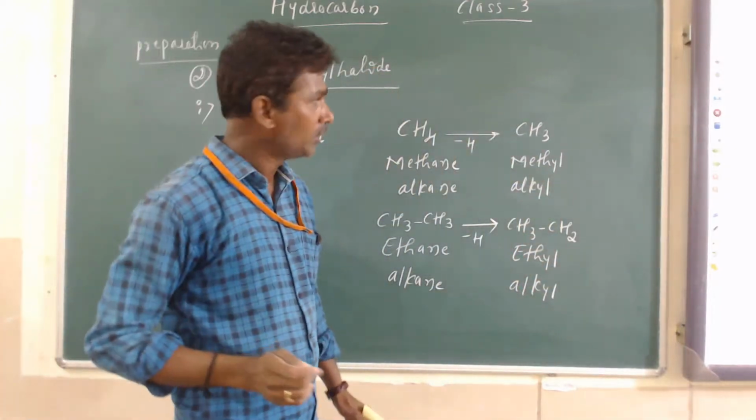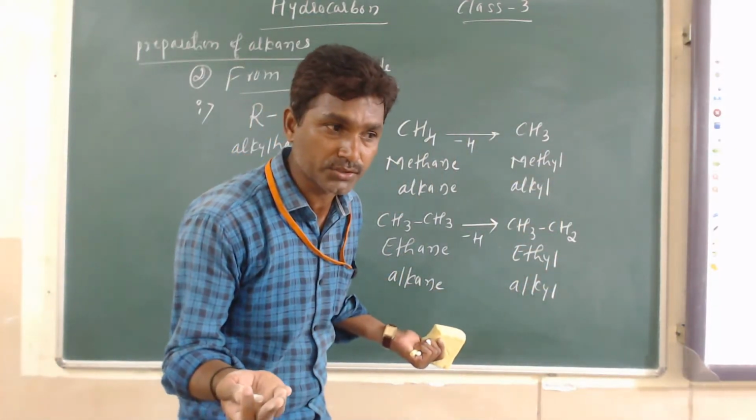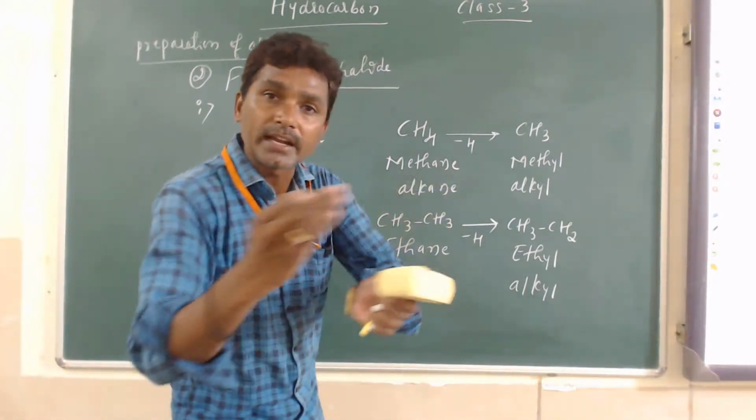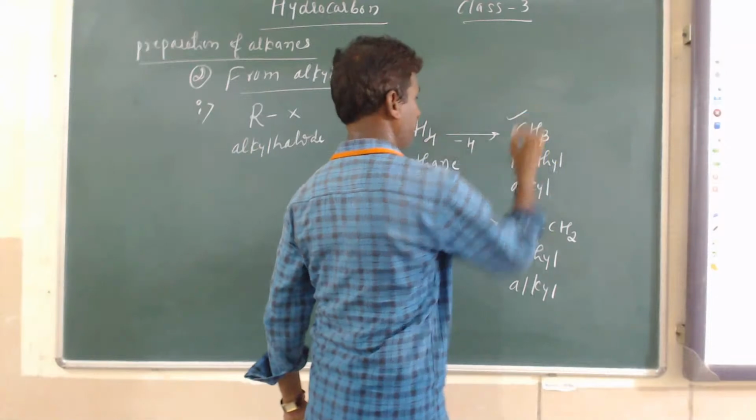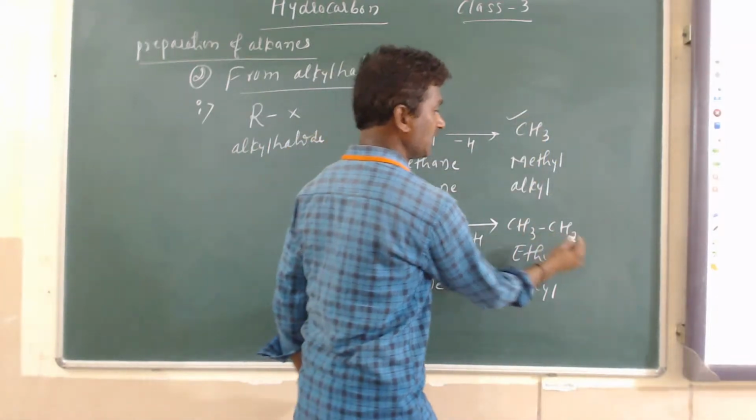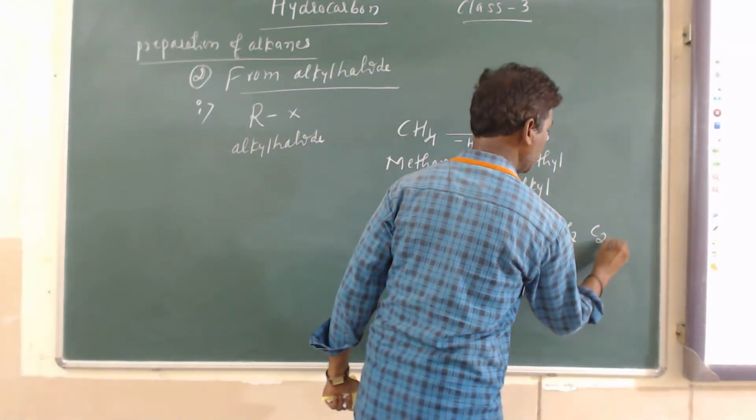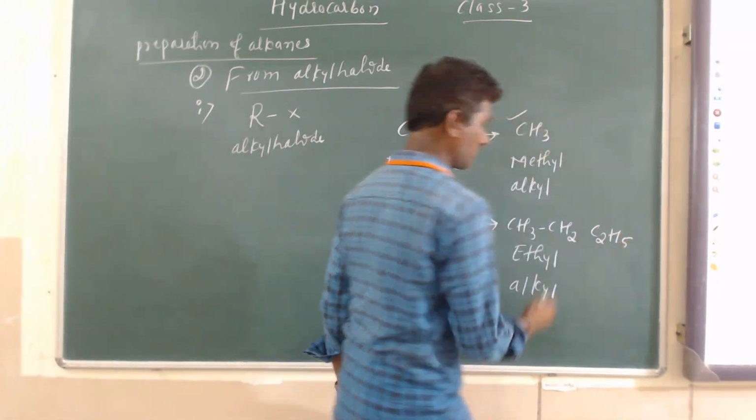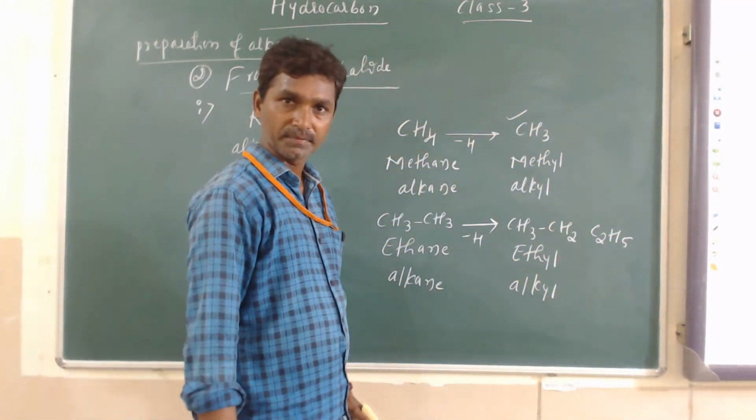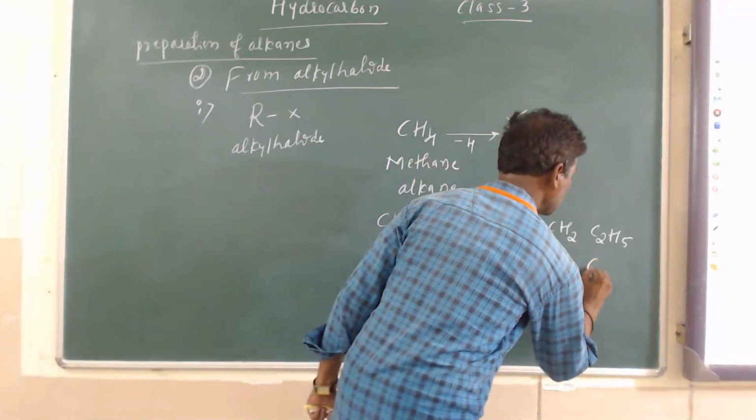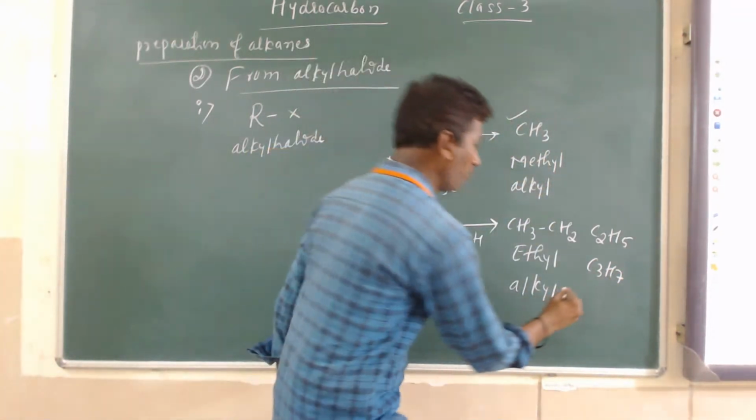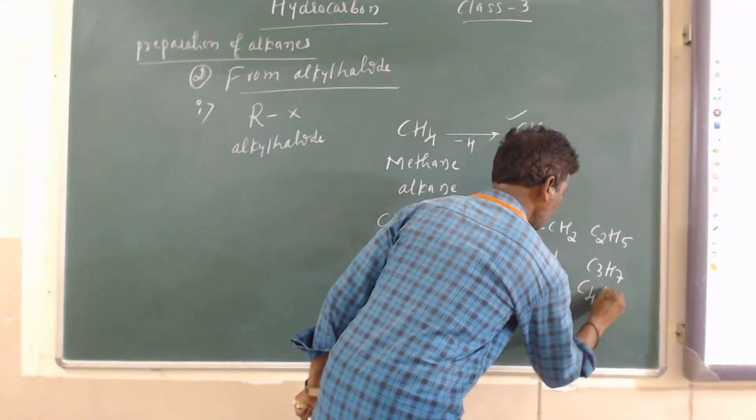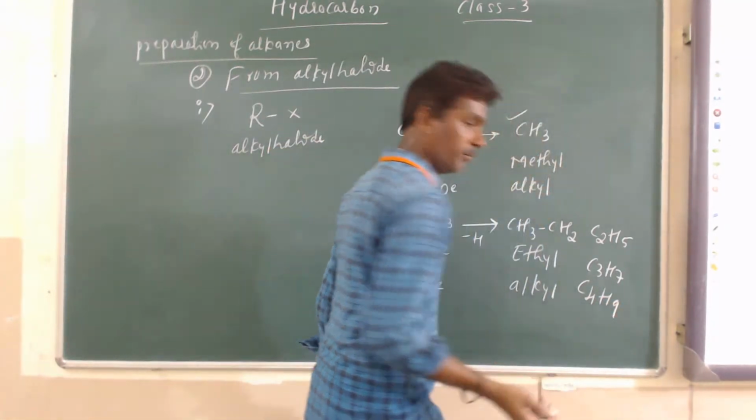Yes, my dear students. So what are alkyls? One hydrogen atom less from an alkane is called alkyl. Example CH3, example CH3CH2, which is nothing but C2H5. C2H5 is an alkyl. Next example, C3H7 is a propyl. C4H9, it is a butyl.